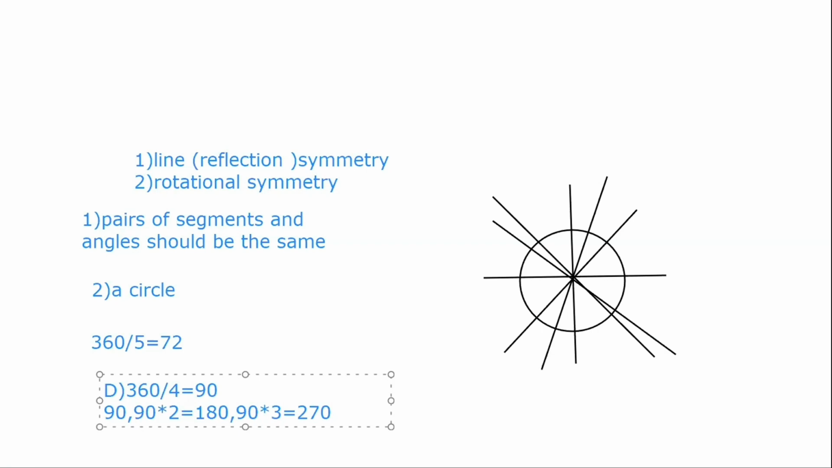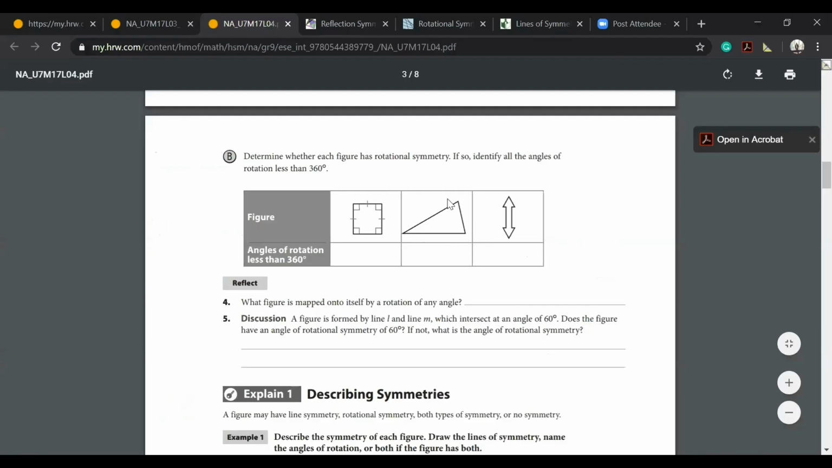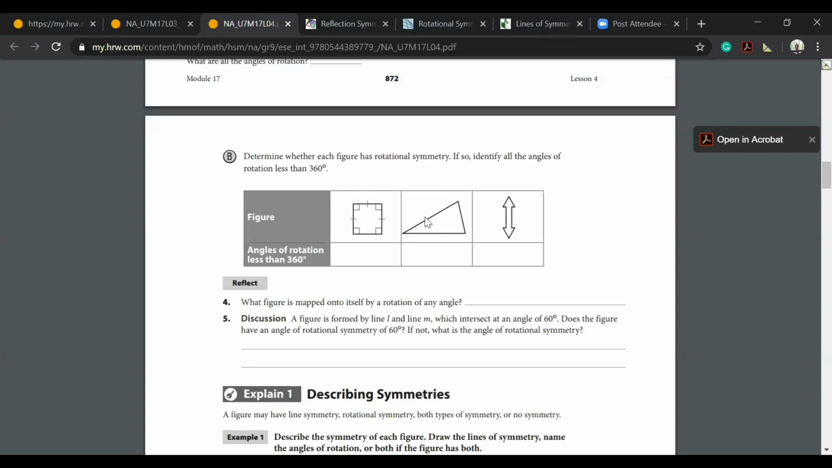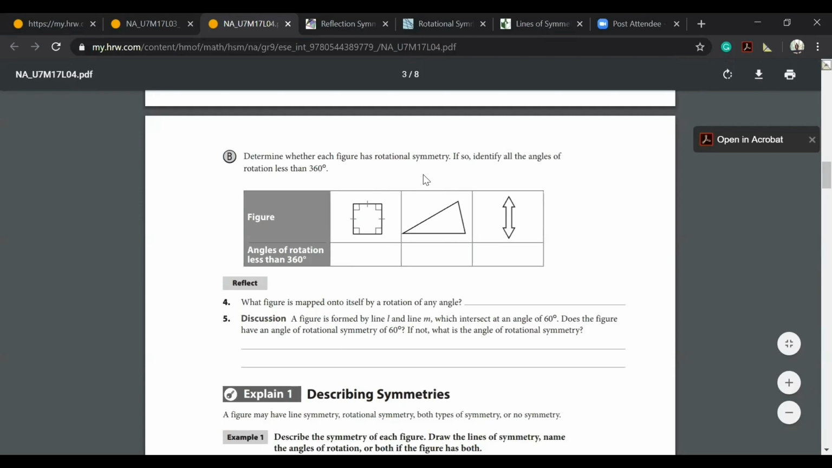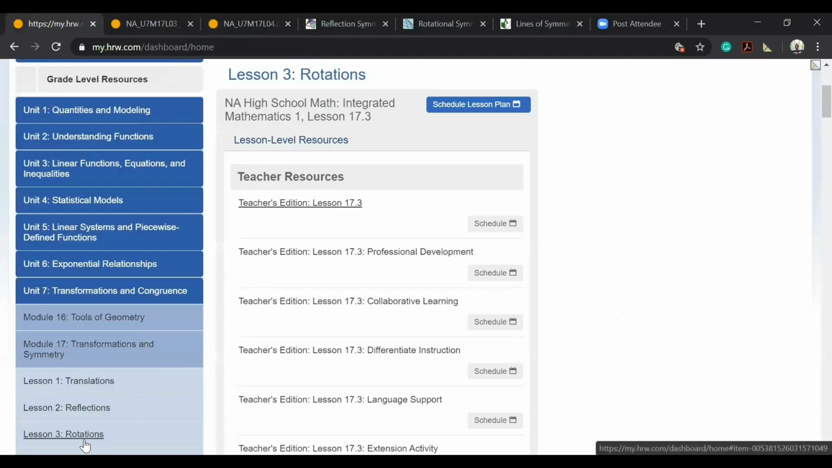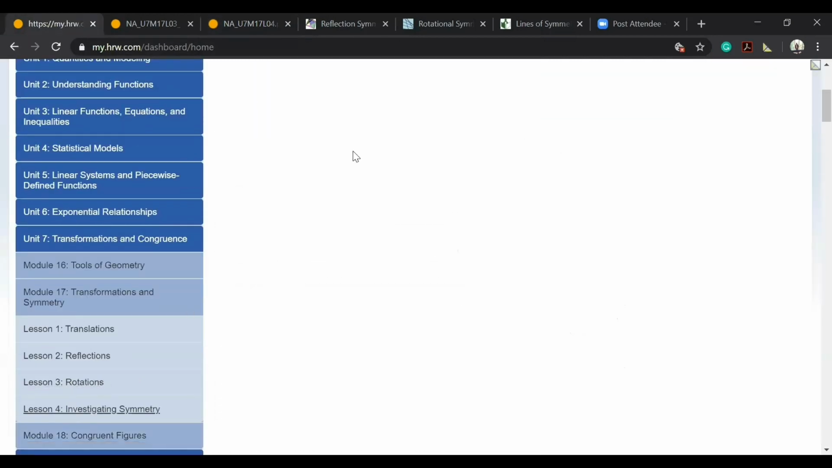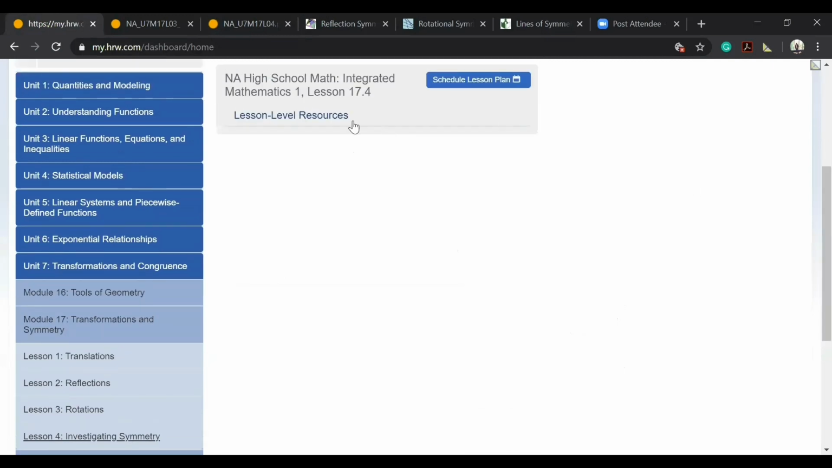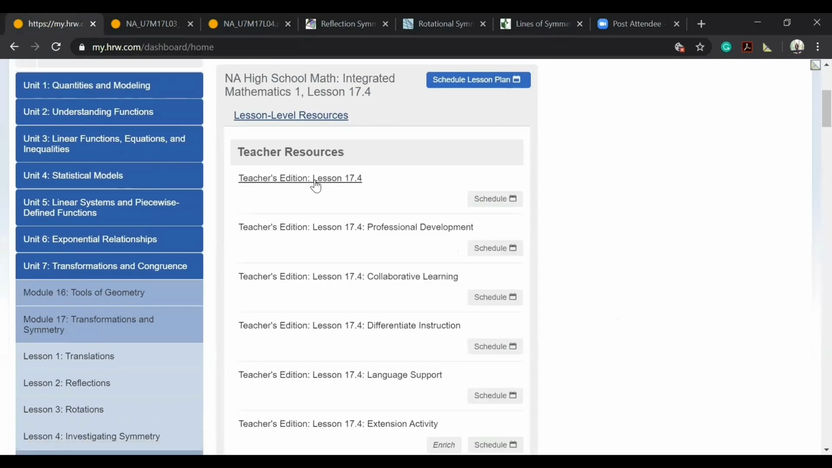Okay, let's go back to our book. The other shape. Does this figure have any equal sides? It doesn't, right? So do we have a rotational symmetry? We don't have a rotational symmetry. Just right away, we don't have a rotational symmetry. So you are just going to write a no.